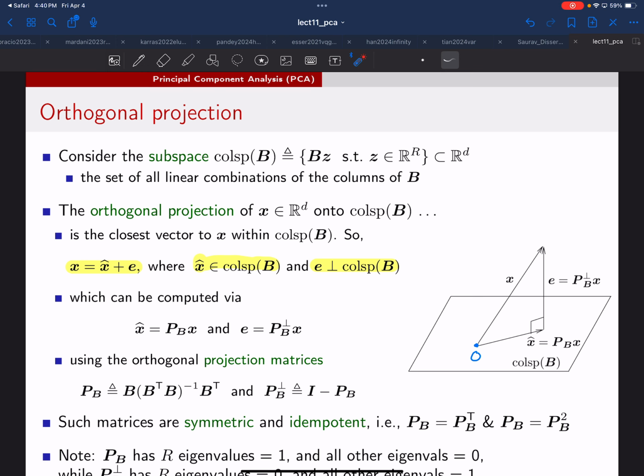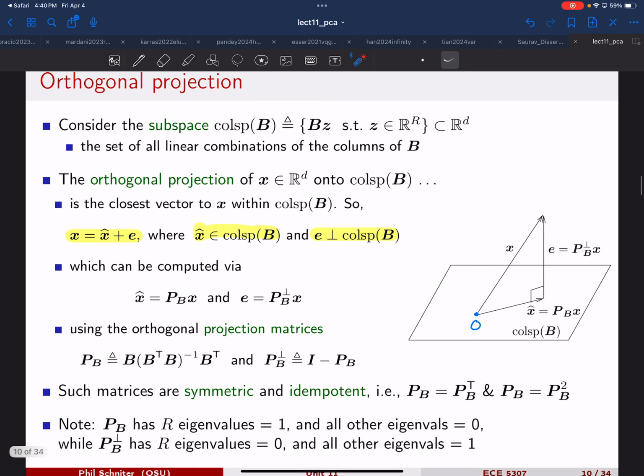These are called orthogonal projection matrices, and they have essentially two and only two properties that define them. First, they are symmetric, so the matrix equals its transpose. And second, they are what's called idempotent, meaning that if you square PB as a matrix, it gives you PB.